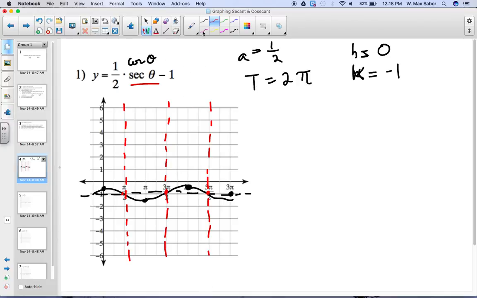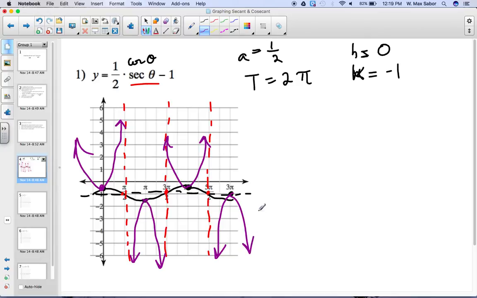Second, we're going to take all of our maximum points and draw U's from them, and minimum points and draw upside down U's from them. Of course, if you wanted more detail, you could be more detailed, but this is good enough. And then, lastly, we want to erase our original cosine graph because it's only going to be the secant part that we're looking at. We're not going to actually include the cosine points. So there is 1/2 secant of theta minus 1.